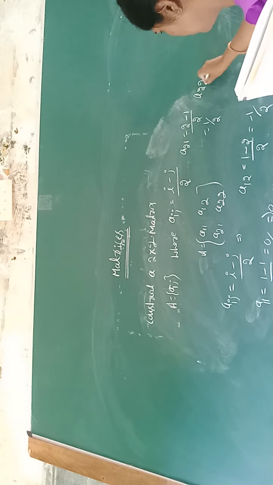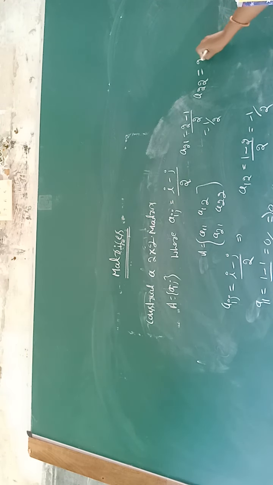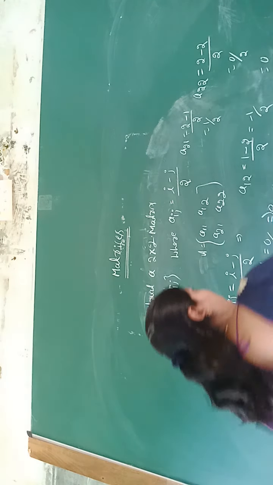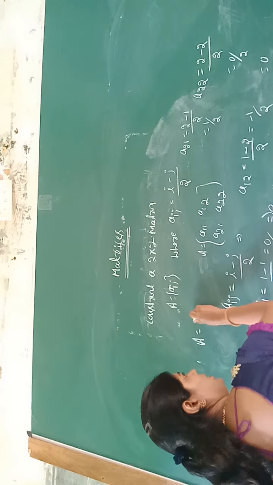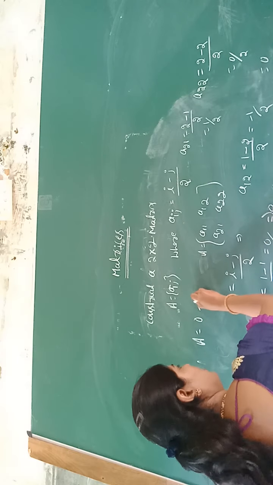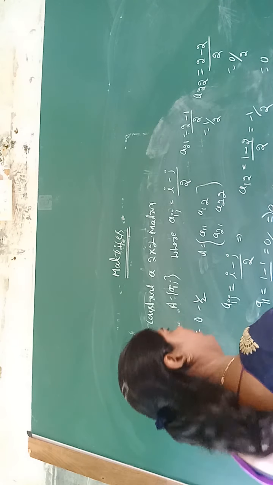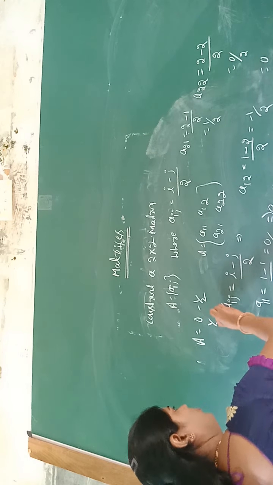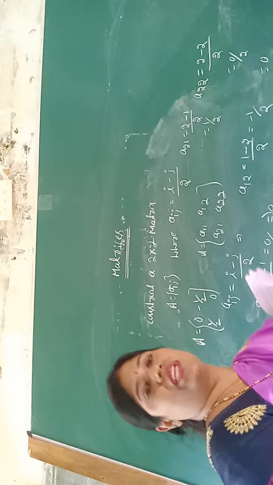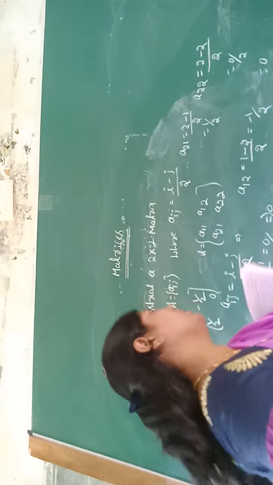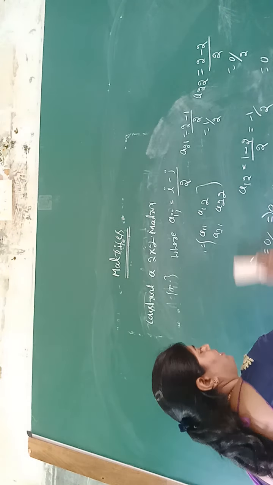Similarly, A22, what is A22? i value is 2 minus j value is also 2 divided by 2. So 0 by 2, which is equals to 0. Therefore, the required matrix is A is equals to A11 is 0, A12 is minus 1 by 2, A21 is 1 by 2, A22 is 0. This one is the required matrix. By using the general form of a matrix, we can solve so many examples.